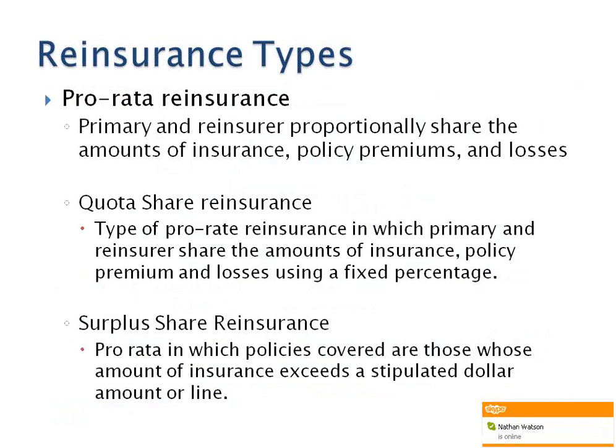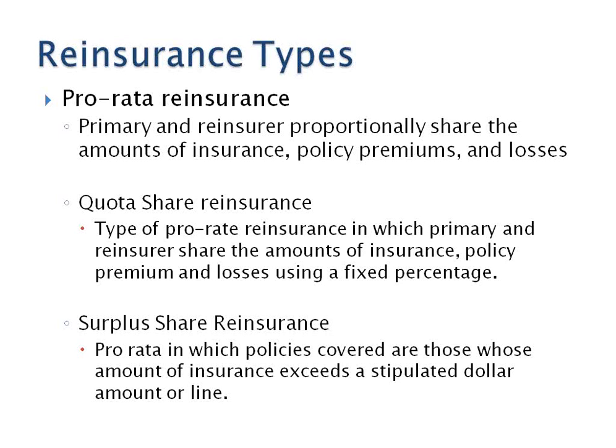So when we talk about pro rata insurance, its primary and reinsurer proportionally share the amounts of insurance, policy premiums, and losses. So the main thing on this, if you get a question, is that pro rata is exactly what it sounds like. It's proportional, right? The idea is it's going to be based upon a certain amount or a percentage, but it's proportional: the primary is going to take on a certain amount and the reinsurer is going to take on a certain amount. What it also means is that the primary is also going to share the policy premiums with the reinsurer. So basically, we're all going in this together under this type of environment. So it's kind of cumulative.